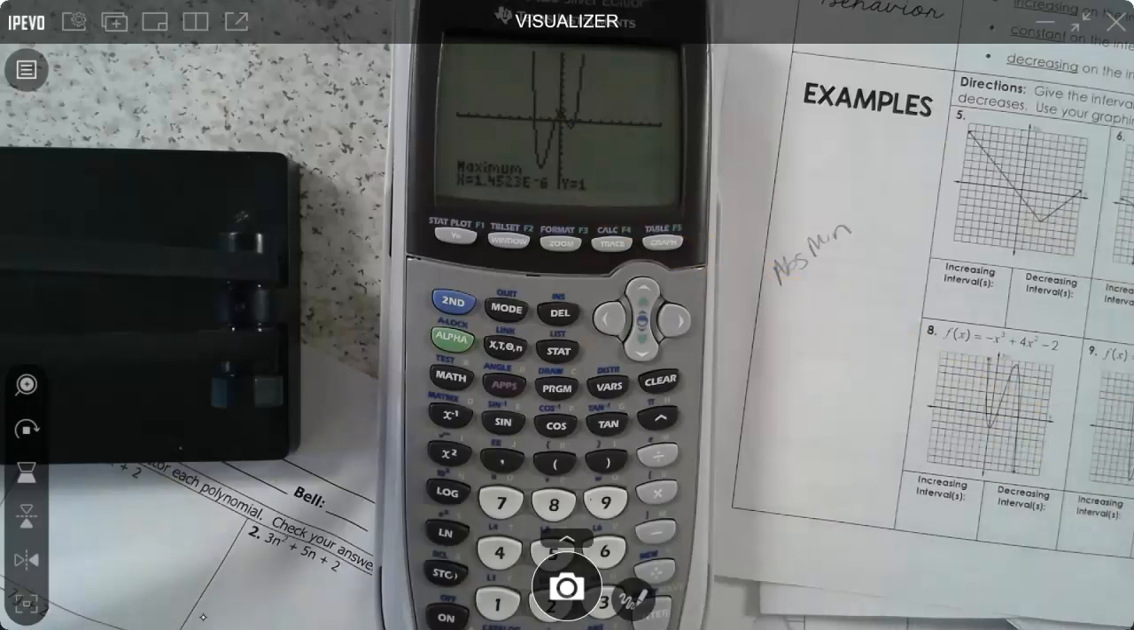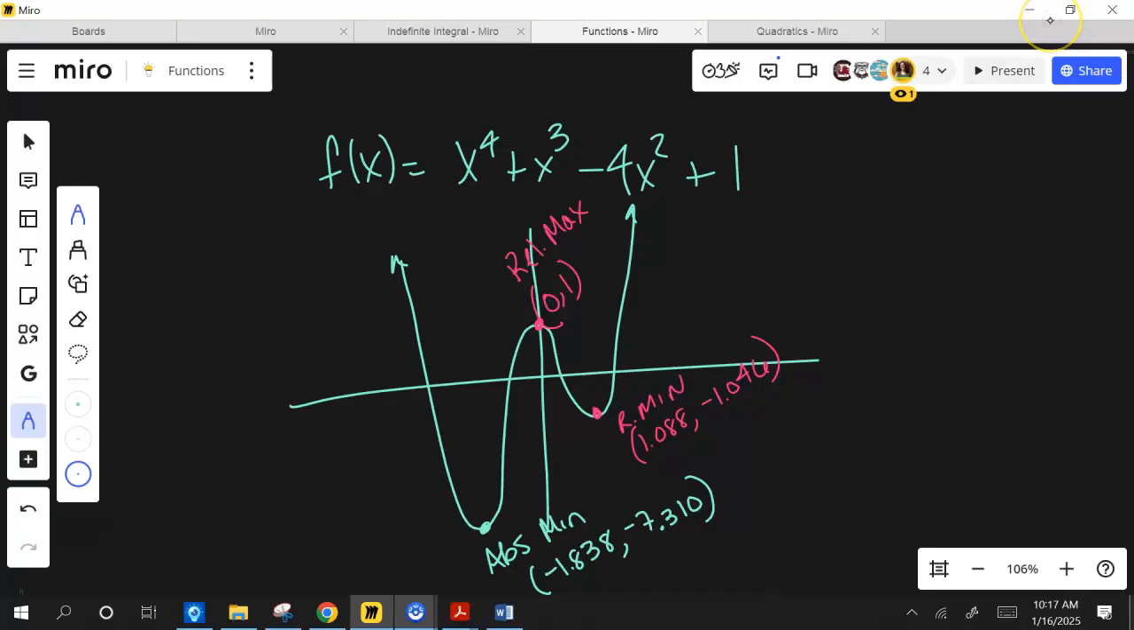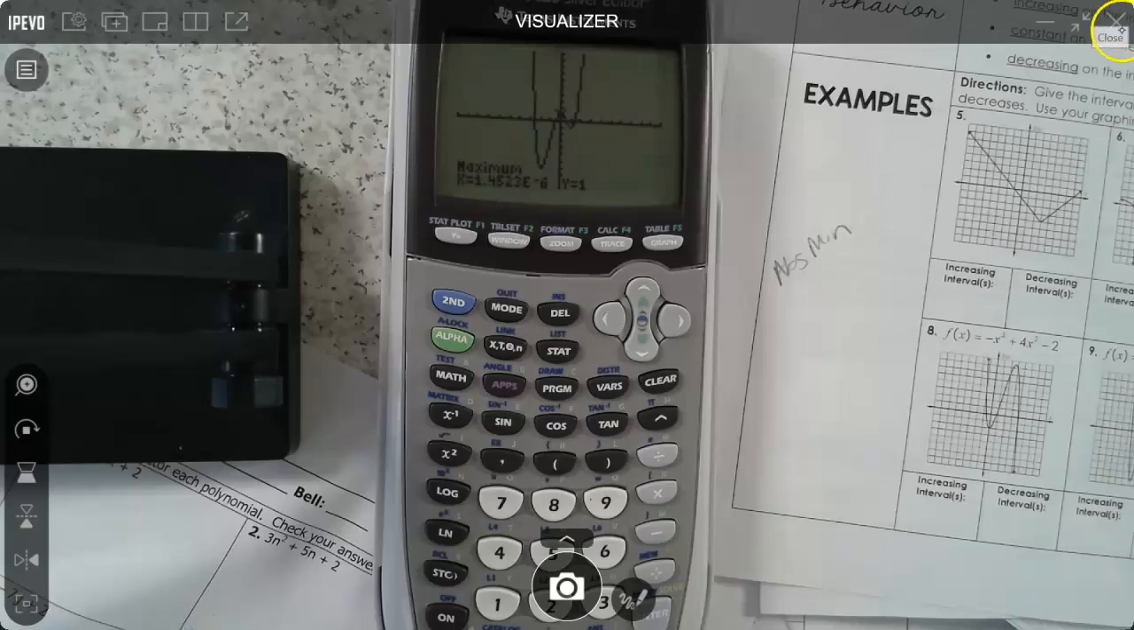It just means 0. It's scientific notation. It means move the decimal to the left 6 times: 0.000001. So the whole thing is 0. Just the X. So the point is 0, 1. You see how I wrote the point on here? The point is 0, 1.